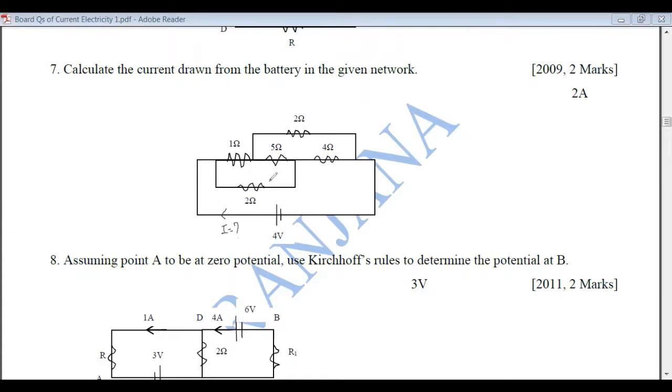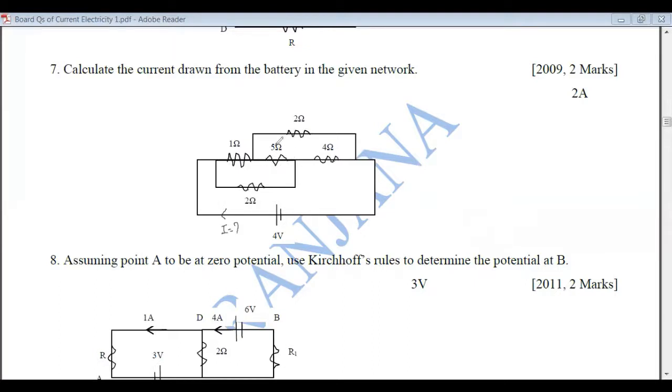Now here you have to find out the equivalent resistance of this network. In order to get the equivalent resistance, let us redraw this circuit diagram. Here we see that from the positive terminal, the current is dividing in these two resistances, that is 1 and 2. The same way from the negative terminal, the current is dividing in 2 and 4 ohm resistances.